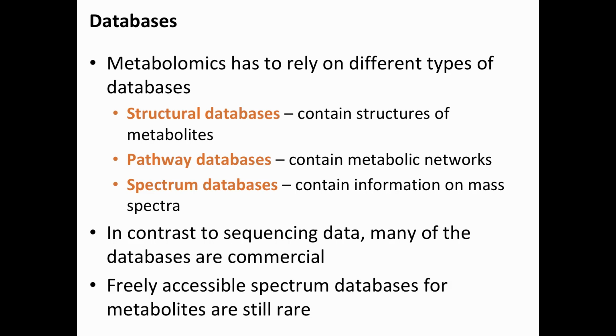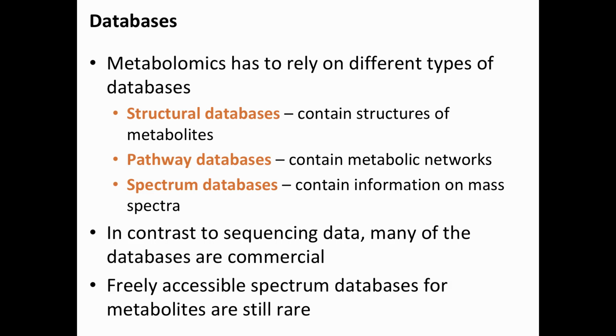These categories are structural databases. They contain the structures of metabolites. Their pathway database that contains also the relationship of these metabolites in metabolic networks. And there are also spectrum databases that contain information on mass spectra, experimental mass spectra, but not only experimental, some of them also contain theoretical mass spectra.